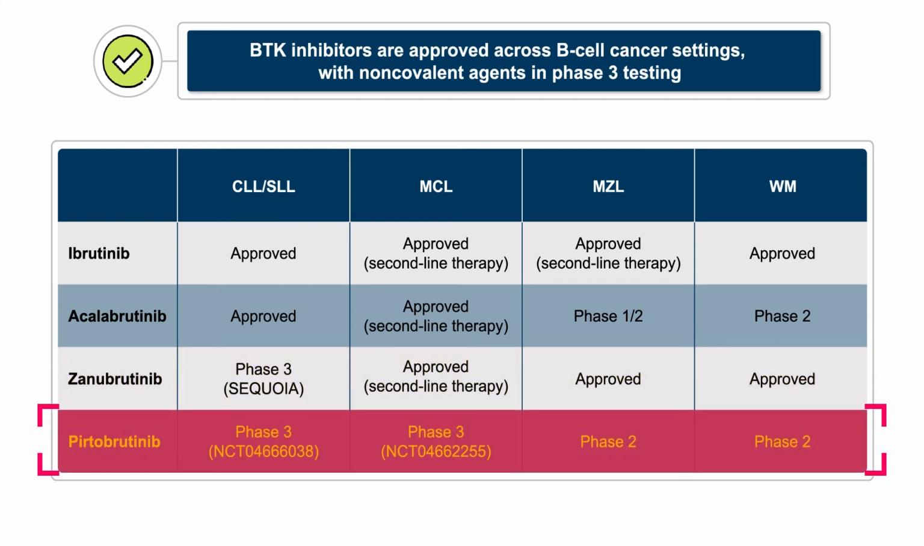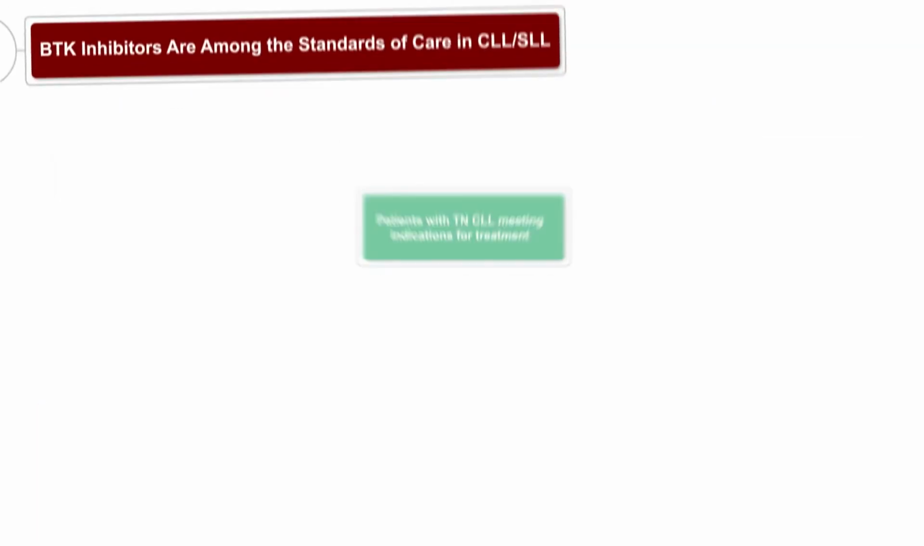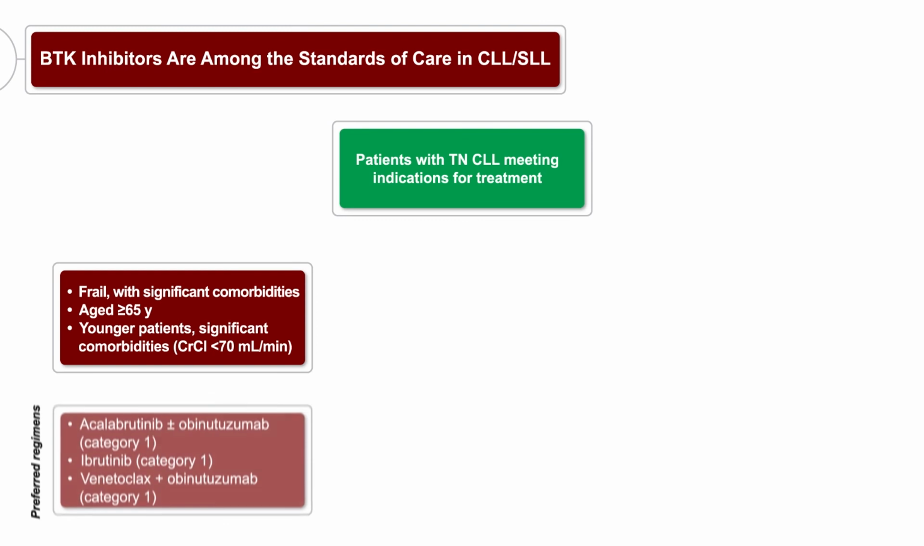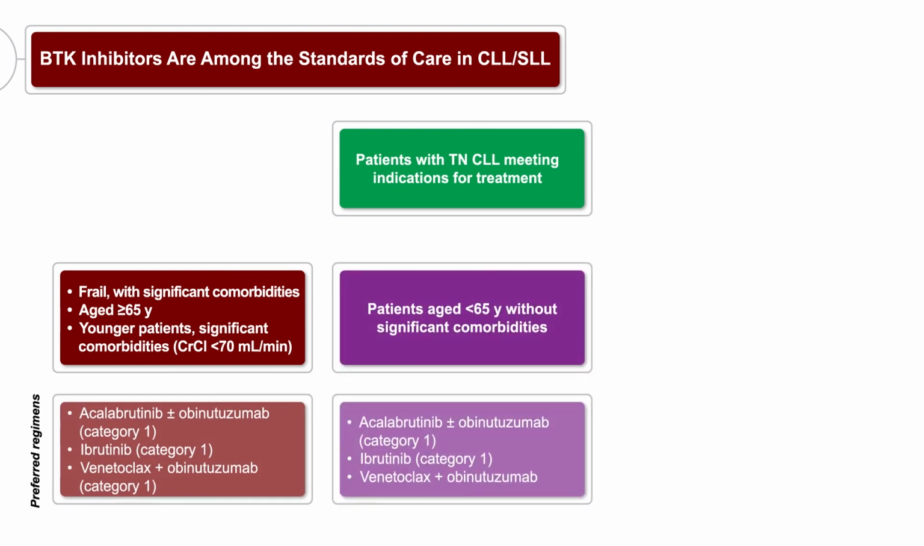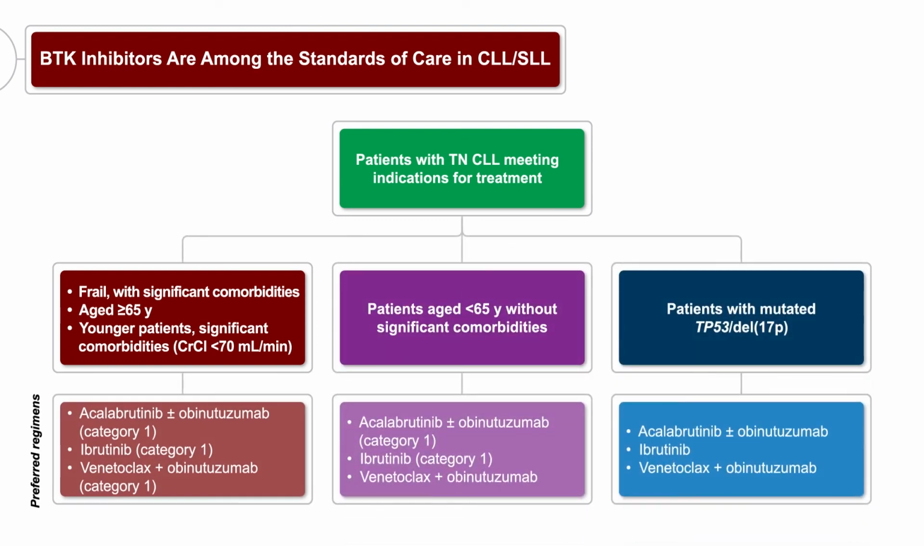Now, pirtobrutinib, the non-covalent BTK inhibitor, is still in clinical investigation, but with multiple phase 2 and 3 studies that are underway right now, which we anticipate will hopefully lead to this drug being approved and offering patients another option and a unique BTK inhibitor for their B-cell malignancy. It is clear that BTK inhibitors are a very effective therapy in multiple B-cell malignancies. Let's look at a breakdown of how these agents are used in the most common indications.